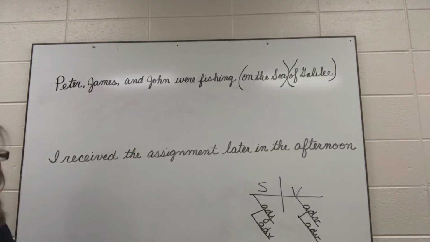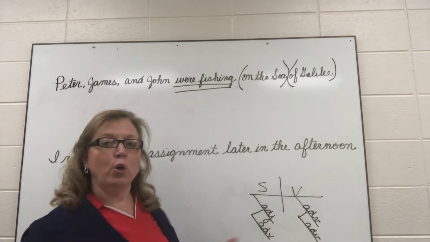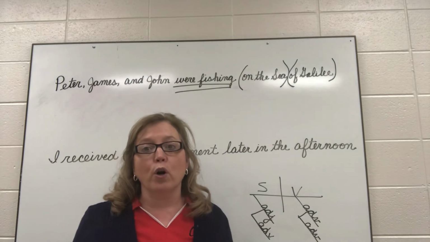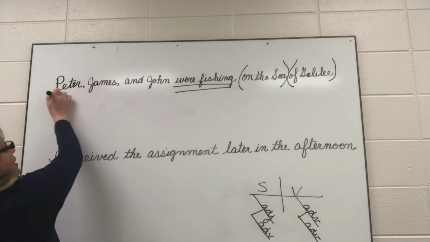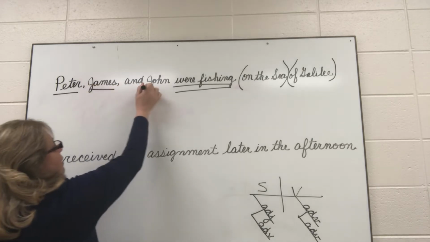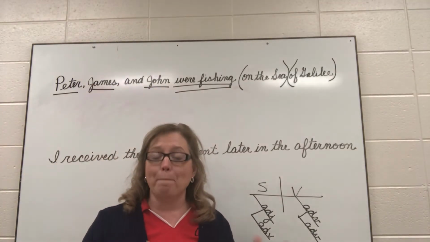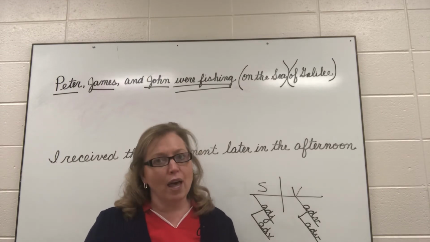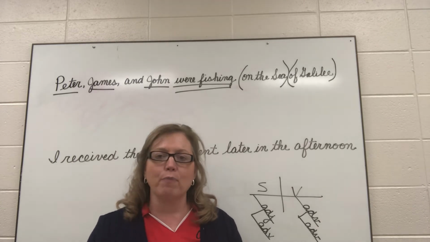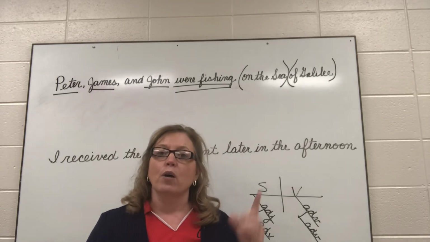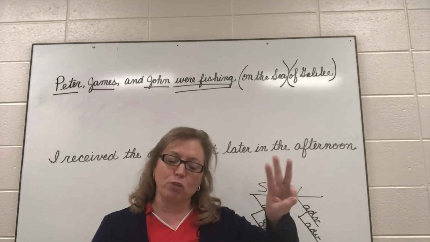What is the verb? Our verb is were fishing. Who or what were fishing? Were fishing was being done by Peter, James, and John. This is a great example of a compound. Remember, I just said if you have a compound subject, compound verb, compound object, those go on rockets. Well, this rocket actually has to have 3 because we have 3 subjects.